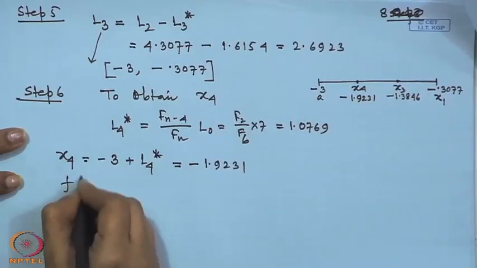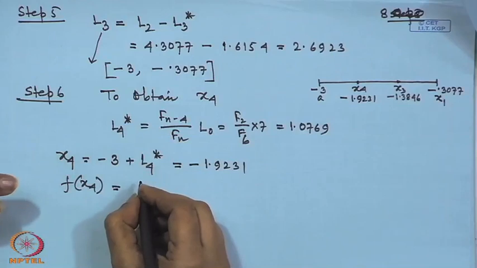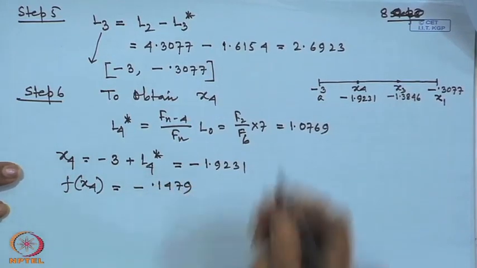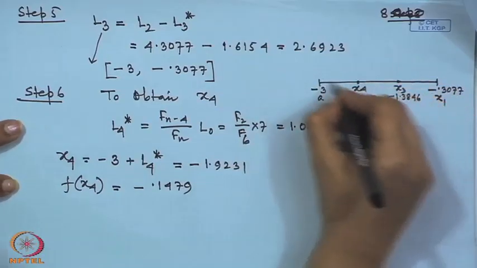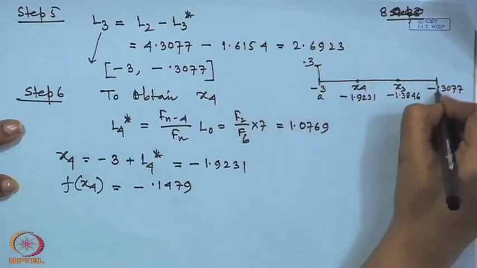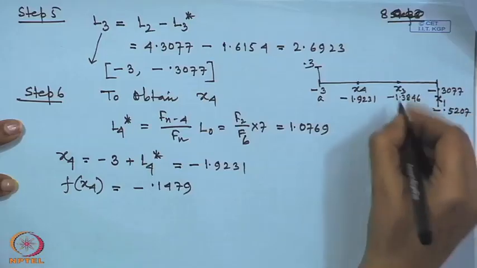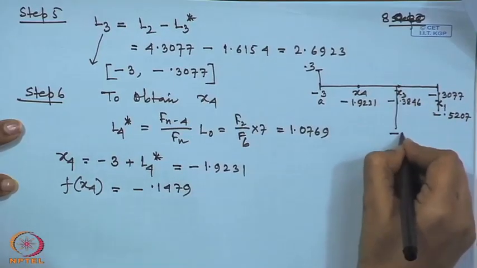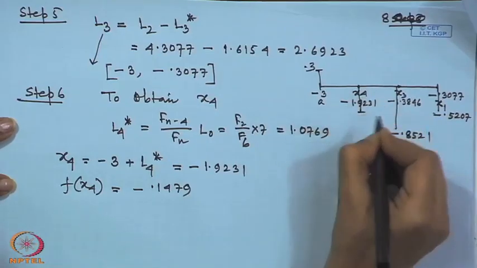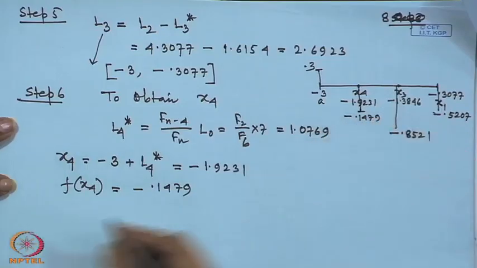Again we will see the functional value at x4. We see the functional value is coming as minus 1.1479. What do we see in the figure here again? Here it is 3, here it is minus 0.5207, here it is minus 0.8521, and here at x4 the value is coming as minus 0.1479.